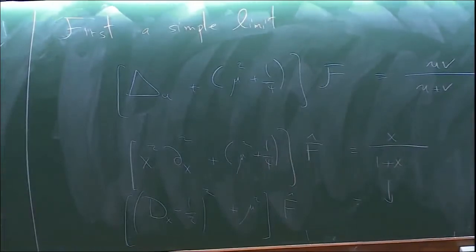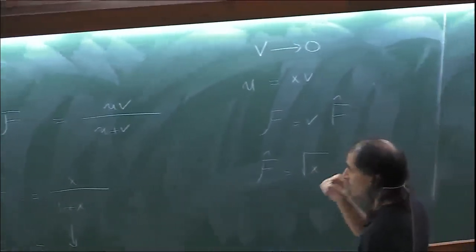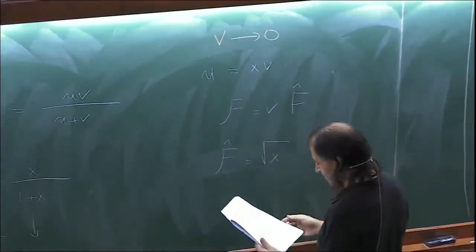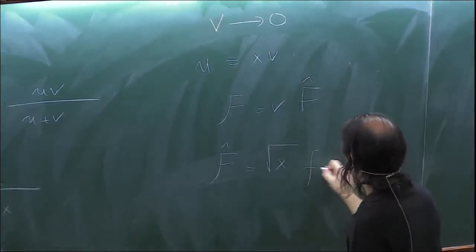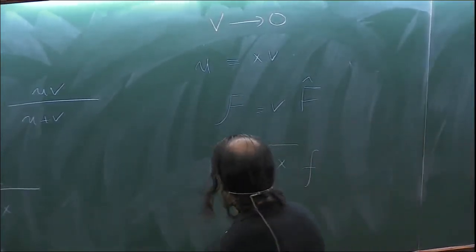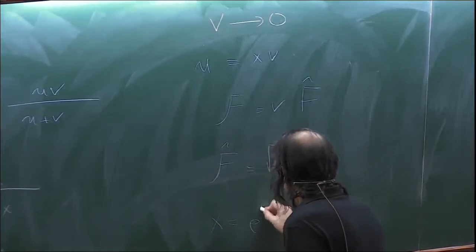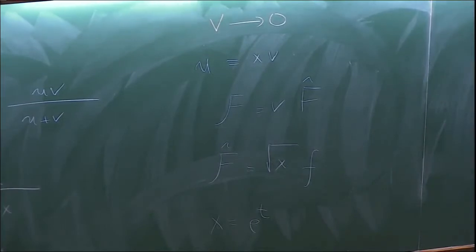And therefore, if I further scale, f hat is root x times, let's say little f. And for the moment, I put x is equal to e to the t. Then this is just a forced harmonic oscillator. Actually, let me put it here, put it in the central spot.